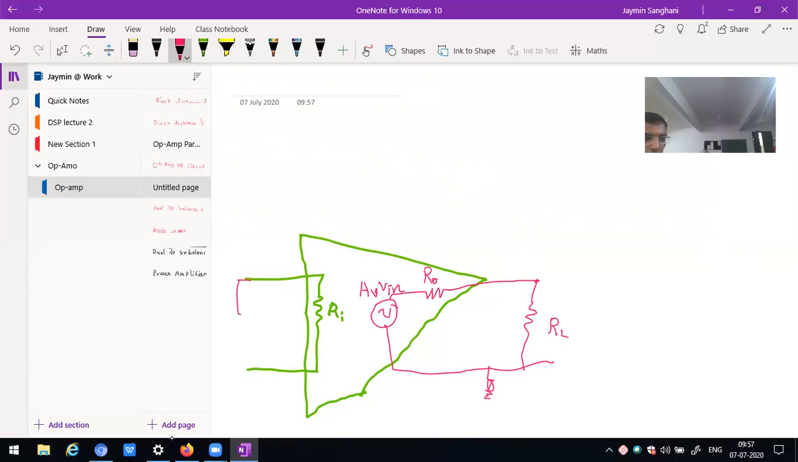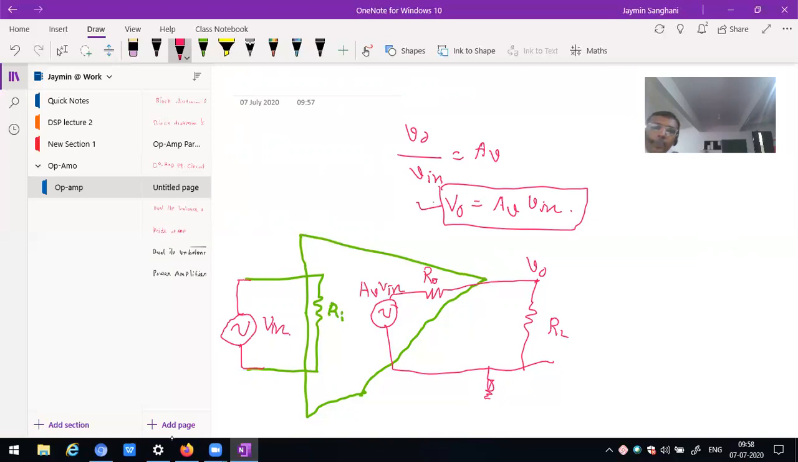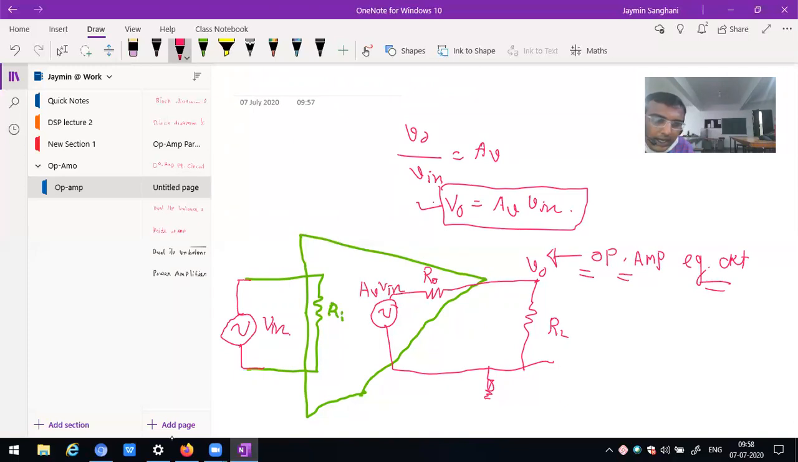So now Vin, Ri, AV into Vin is equal to Vout. Vout divided by Vin equals AV. So Vo equals AV into Vin. Here Ro can be considered as the output resistance. So this is known as the equivalent circuit of op-amp: Vin, Ri, AV into Vin, Ro.